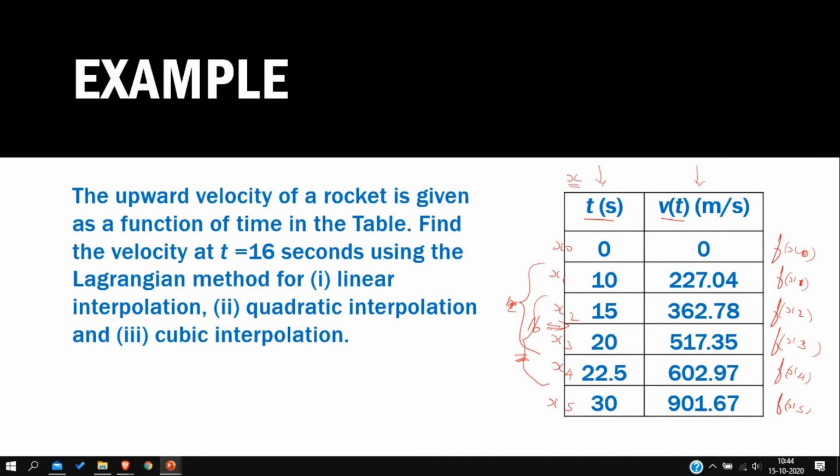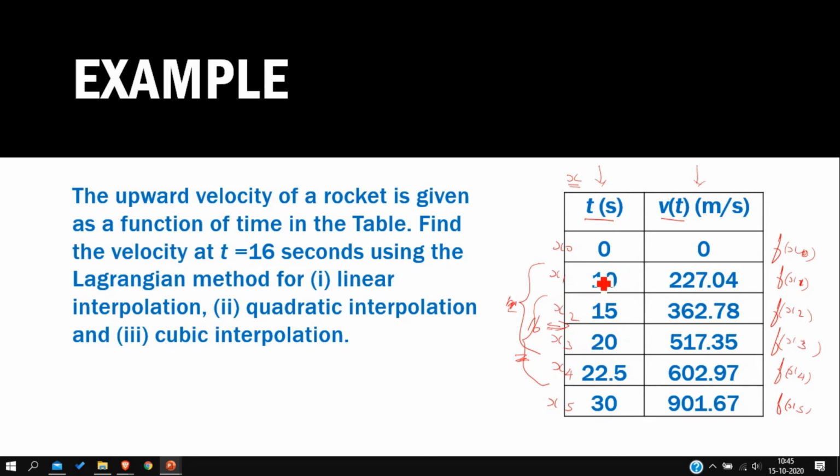But in most of the cases, if the intervals are equal, then we go for the 3 points in which the x intervals are equal. So 10 to 15 and 15 to 20, the intervals are 5 each. So we can take that one. In this case, it is 15, 20 and 22.5. There the difference is not equal. Between 15 and 20 it is 5, and between 20 and 22.5 it is 2.5 only. So we go for this 10, 15 and 20.